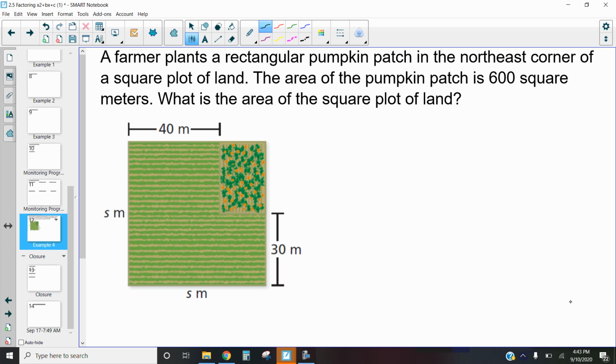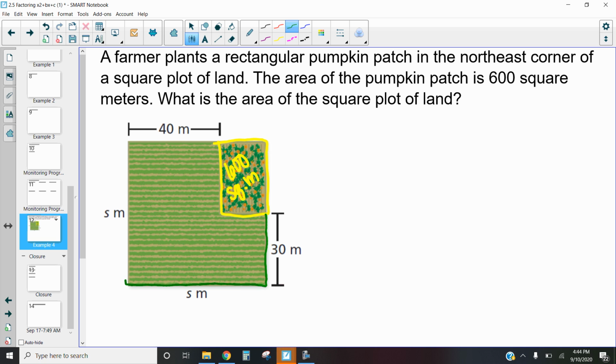This is Mrs. Kidman, and in this video, we are going to cover how we can apply a problem, or when we might see in real life why we would want to factor a polynomial. So let's take this problem here, for example. A farmer plants a rectangular pumpkin patch in the northeast corner of a square plot of land. The area of the pumpkin patch, here's our little pumpkin patch, is 600 square meters. And they want us to figure out what is the area of the plot of land.